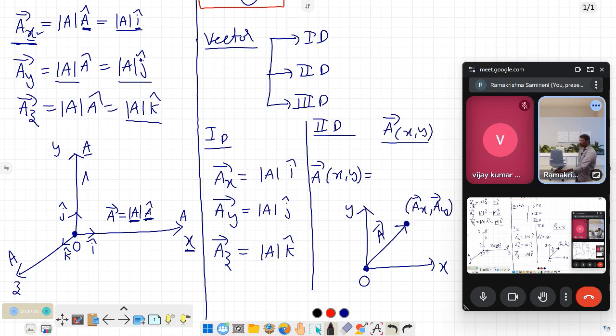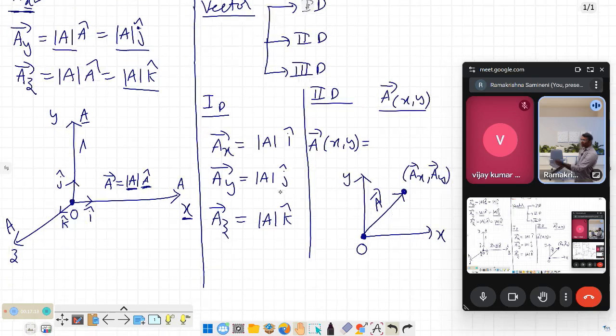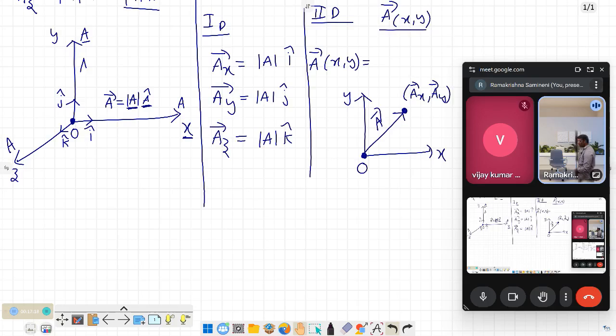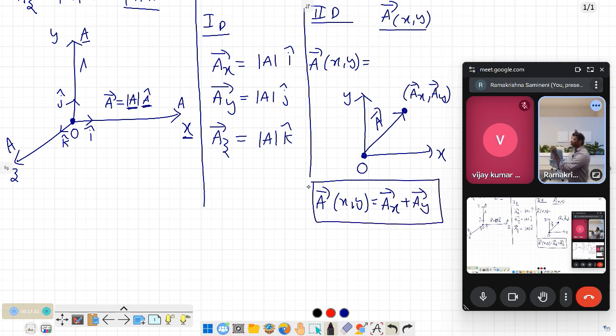If you want to write it more closely, it is not enough, so we have to express it more precisely. What way? A of x comma y is equal to, that is nothing but ax vector plus ay vector. Both combination, it is a vector. If only one dimension, we have only ax, only y-axis ay, only z-axis az. But if it is a combination of x and y, ax plus ay.